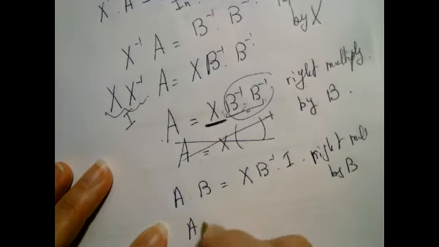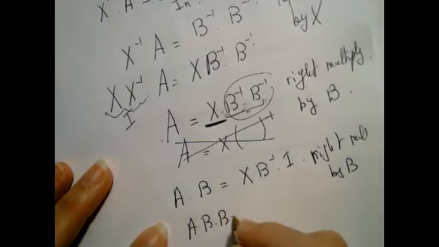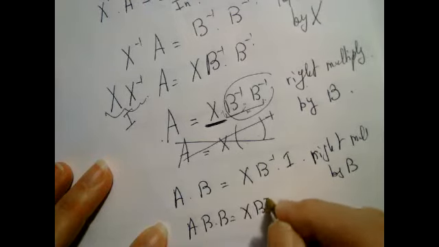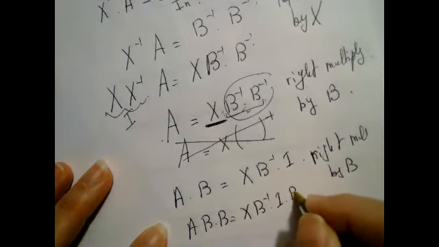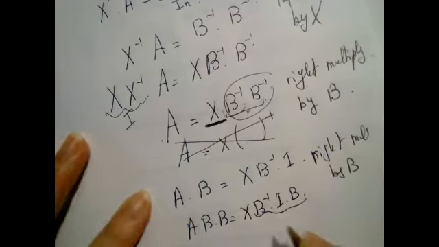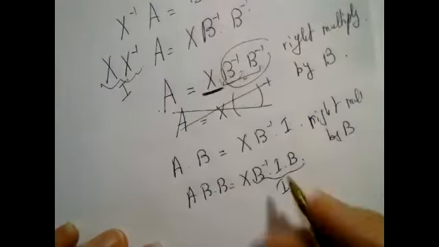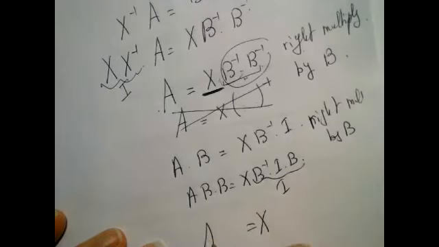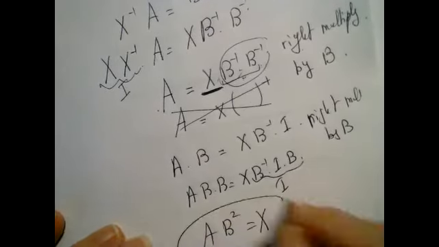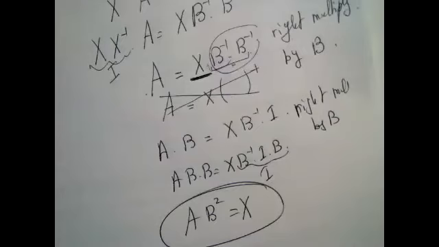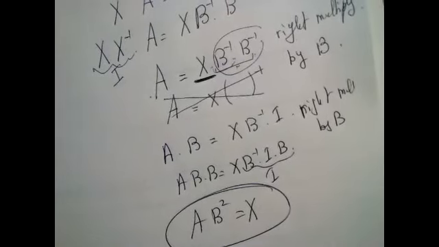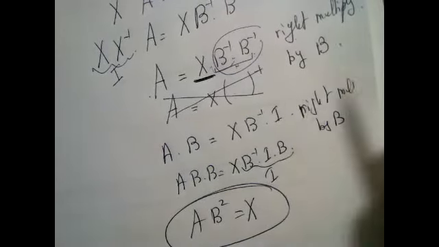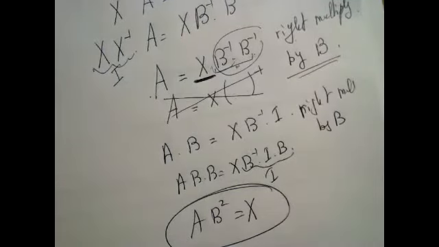It's going to give me A, B times B is X, B inverse identity B, but this again will give me the identity, and now we're isolating your X. End of the problem. That's what I was trying to say. Yeah, that's what I got. So right multiply by B.